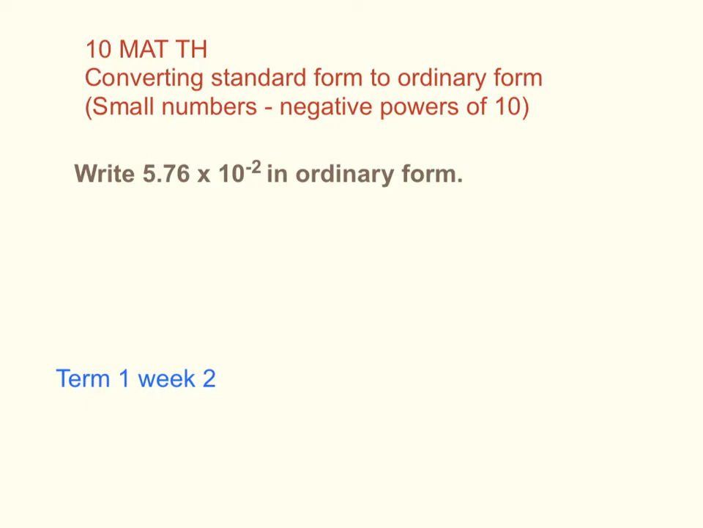Remember with standard form that the number always has these two parts. The first part is the number in the form something point something something something something, so in this case 5.76. The second part is where we multiply by 10 to the power of something. Now in this case we're multiplying by 10 to the power of -2, which is a small number. So we're going to end up with a small number for our answer.